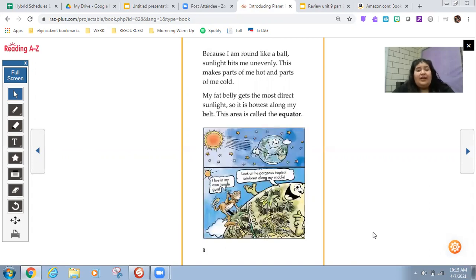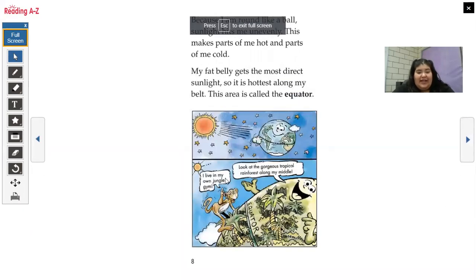Because I am round like a ball, sunlight hits me unevenly. This makes parts of me hot and parts of me cold. My fat belly gets the most direct sunlight, so it is the hottest along my belt. This area is called the equator. If you look right here, it says, I live in my own jungle gym. Look at the gorgeous tropical rainforest along my middle, where the belt is.